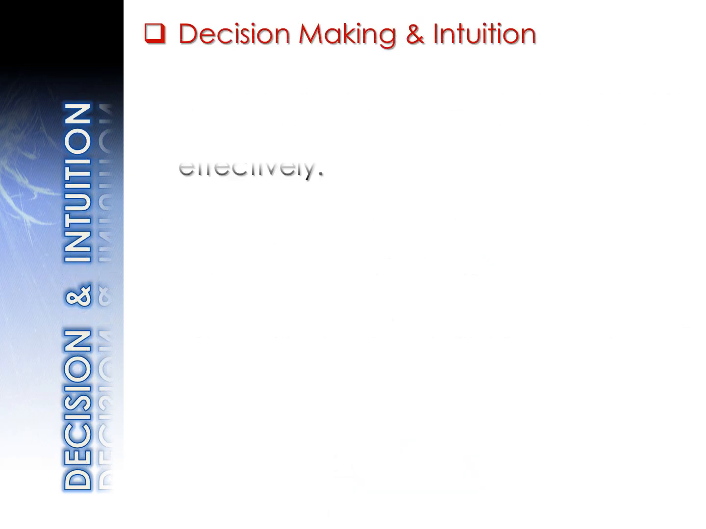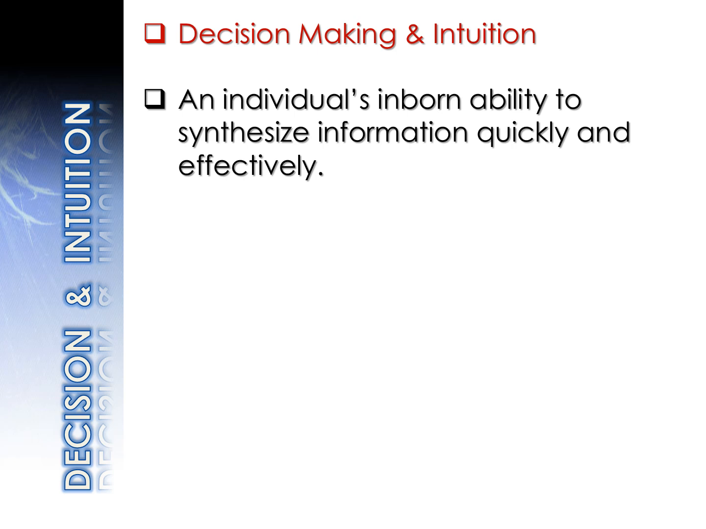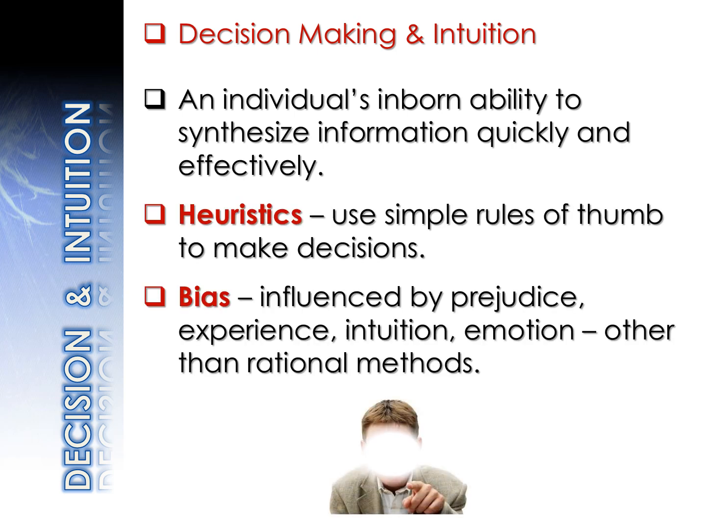Decision making and intuition is an individual's inborn ability to synthesize information quickly and effectively. Heuristics are those simple rules of thumb to make decisions, and bias is influenced by prejudice, experience, intuition, emotion, or anything other than a rational method. Well, this is the way it worked before, so it should work that same way again. Is not always the case.